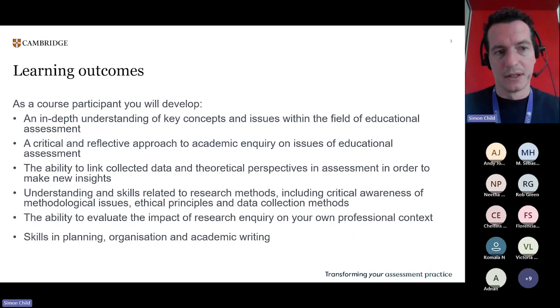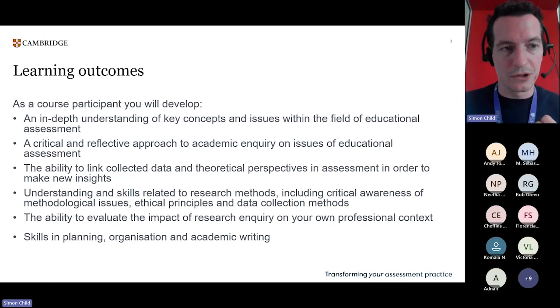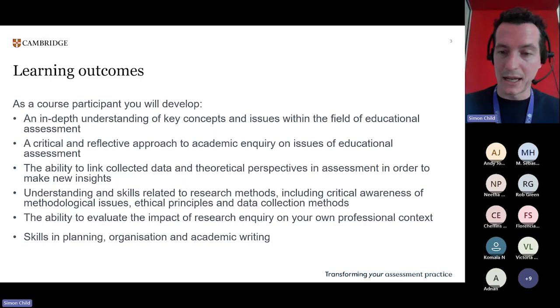So to support this, we have a number of learning outcomes that will help you achieve this process. So we want you to achieve an in-depth understanding of key concepts and issues related to educational assessment. And also this idea of developing your critical and reflective approach to some of the challenges within your professional organization. That's a really key part of this course.